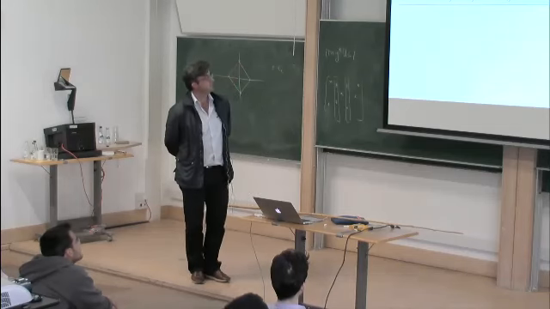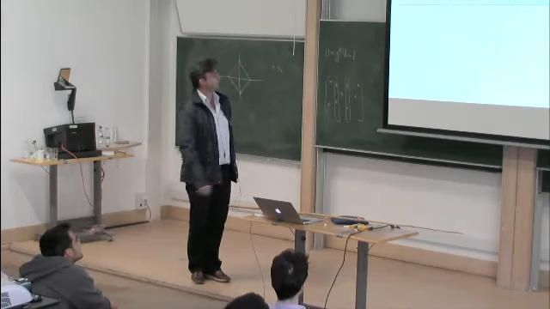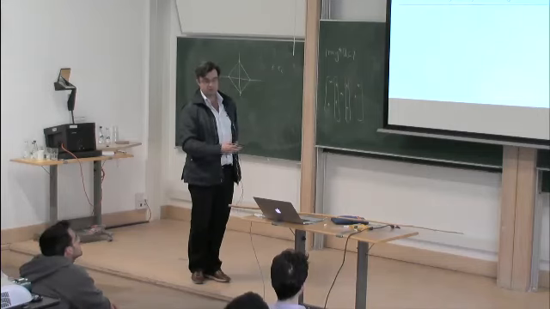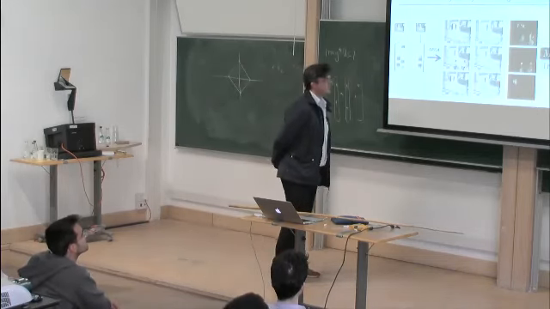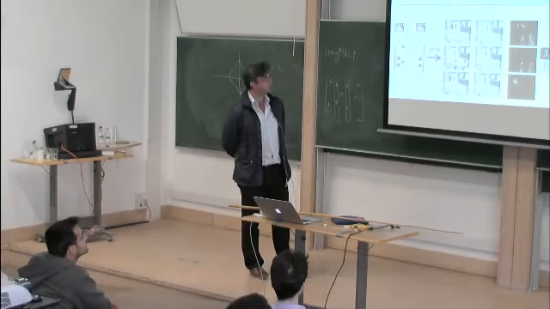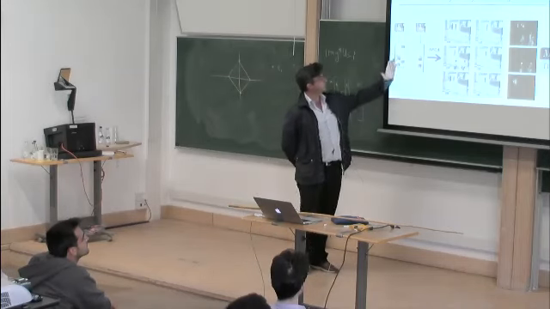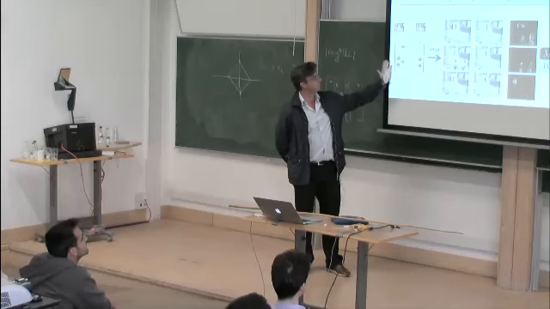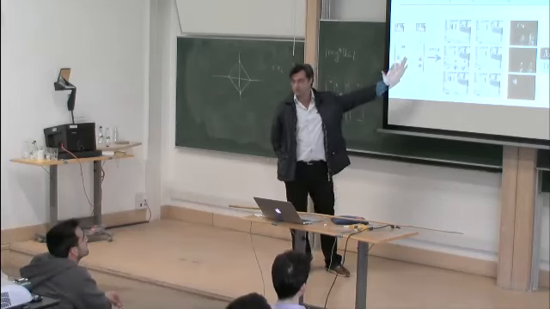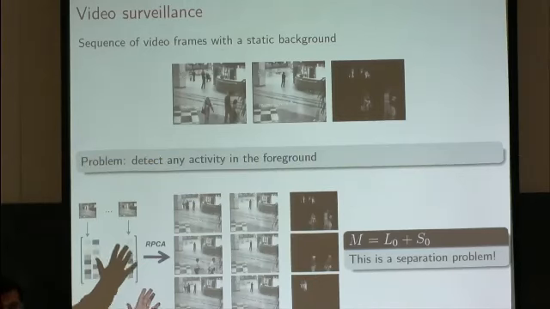Okay, so you want to detect any activity in the foreground, for example, these people moving about the airport. So you want to do background subtraction. You can think of this as a separation problem, because if I were to store the images as columns of a large data matrix, then the background is not changing very much. It's changing because of illumination conditions changing.